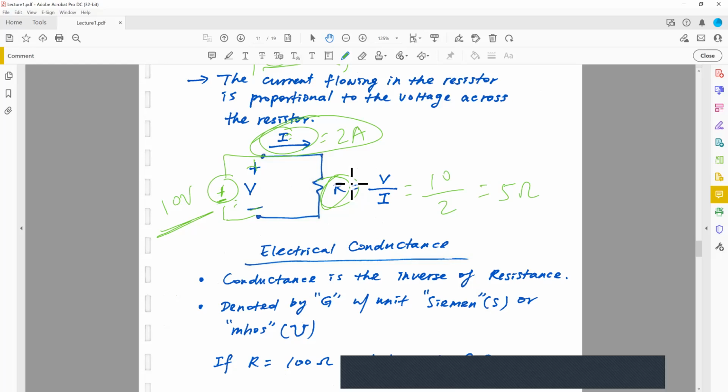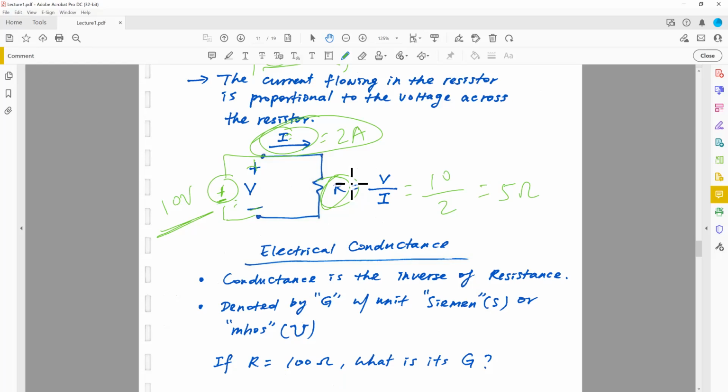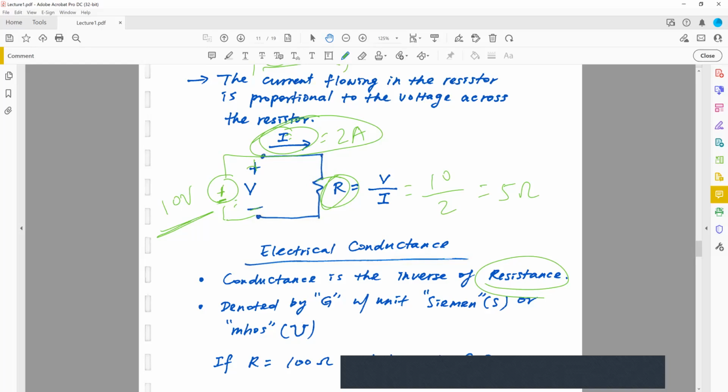Now, instead of using electrical resistance, sometimes it's more convenient to look at electrical conductance. That is the reason why I wanted to revisit or review this important concept. Electrical resistance is important, but depending on the context, electrical conductance can be very useful in terms of circuit analysis. So conductance is the inverse of resistance. We take the reciprocal.